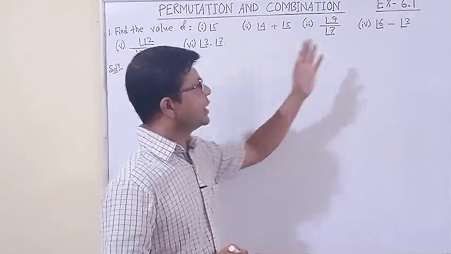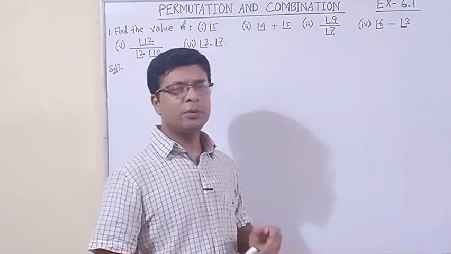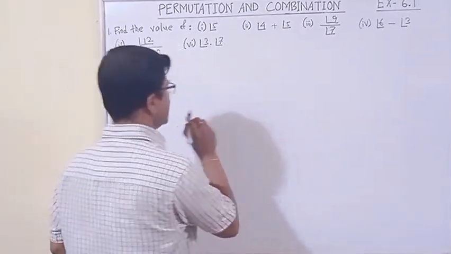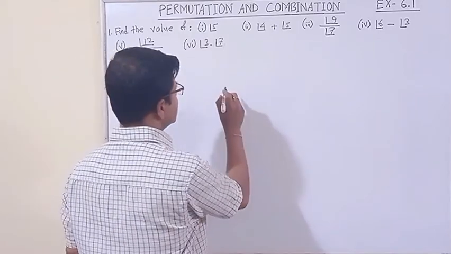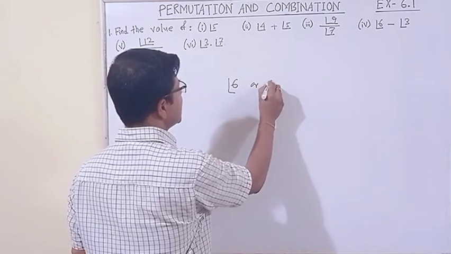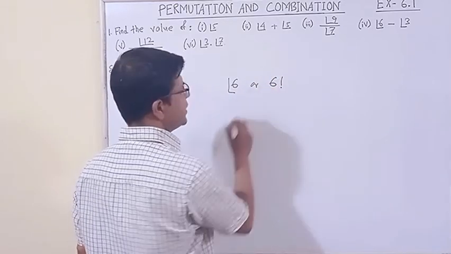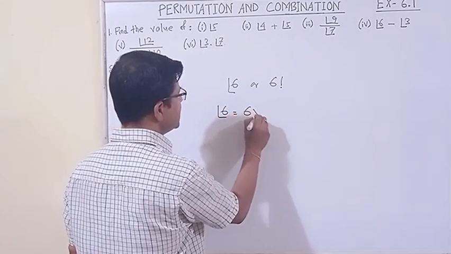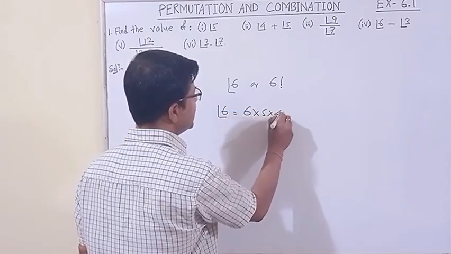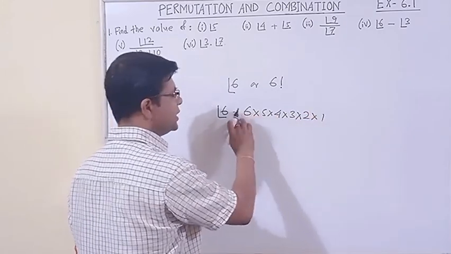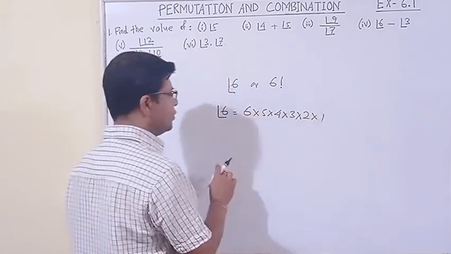Before starting this exercise 6.1, we have to know a simplest term called factorial. So what is that factorial? Suppose a number is written like this, factorial 6, or we can write 6 factorial sign. What is the meaning of factorial 6? It means 6 into 5 into 4 into 3 into 2 into 1. Means from 6, in the decreasing order, we shall write up to 1.